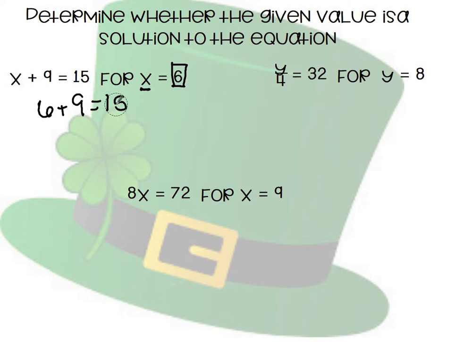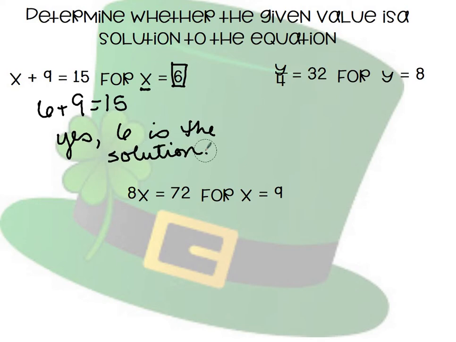Is that true? If I'm not sure, I can double check and count 9, 10, 11, 12, 13, 14, 15. I do in fact need 6 to get to 15. So yes, 6 is the solution. I'm using substitution to check my answer. That's the nice thing about equations once we start working with them more: you can put your number back into the equation and see if you were right. So in theory, you should never have an incorrect answer anymore.